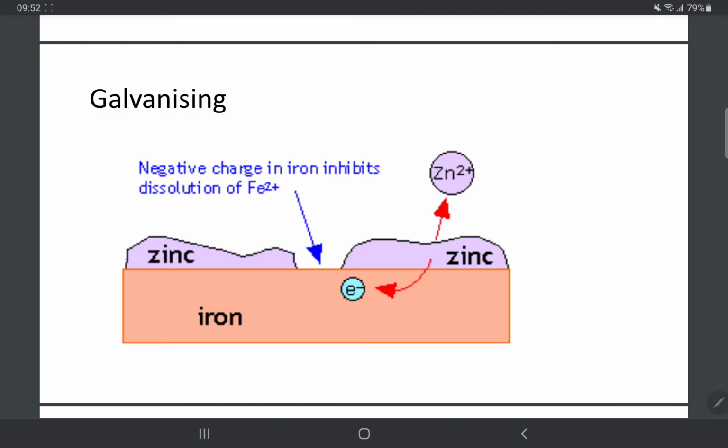However, when you scratch a galvanized layer and the iron is exposed to the oxygen, it will still protect the iron from rusting. And this is because the zinc is more reactive than the iron. It's higher up our reactivity series. It wants to be oxidized more than iron does.